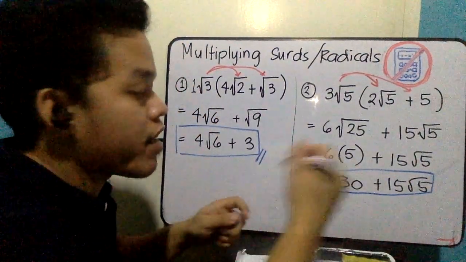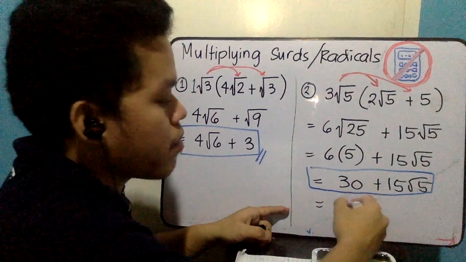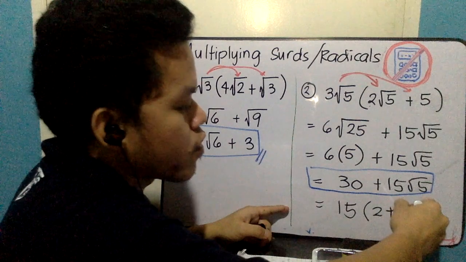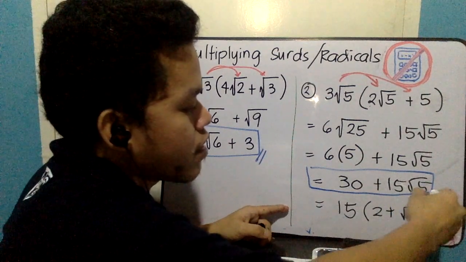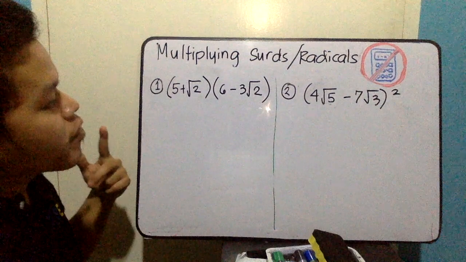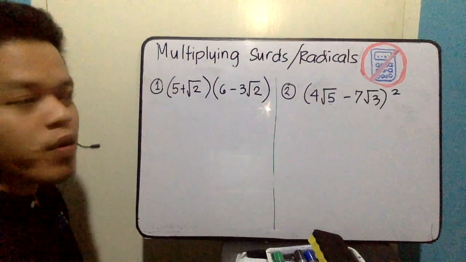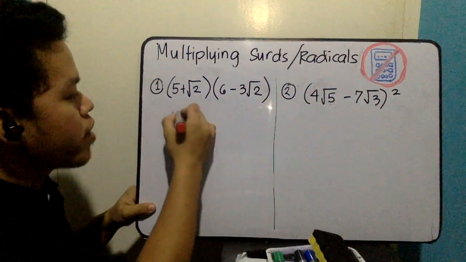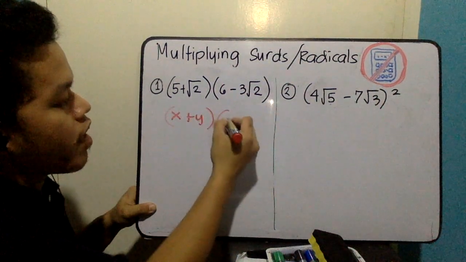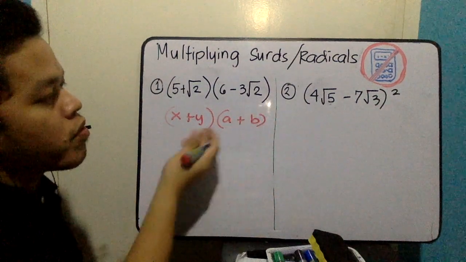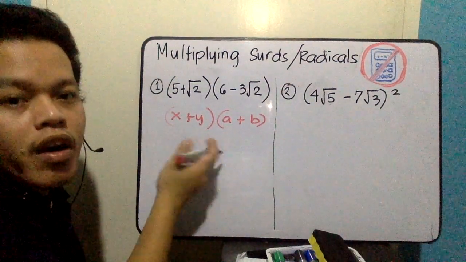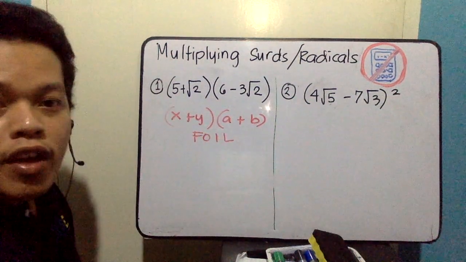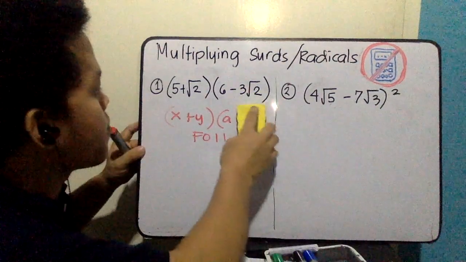But you can also have an answer in factored form because both of them are multiples of 15. So you can have 15 times the quantity of 2 plus square root of 5. This is common monomial factoring. Now, the next example: the quantity of 5 plus square root of 2 multiplied to the quantity of 6 minus 3 square root of 2. Just imagine you're multiplying x plus y times a plus b. When you have this kind of factors, you have to do the FOIL method. So let's apply the FOIL method in this given example.